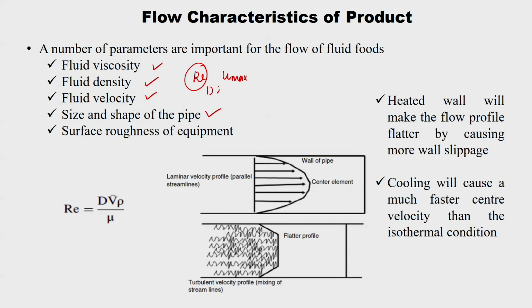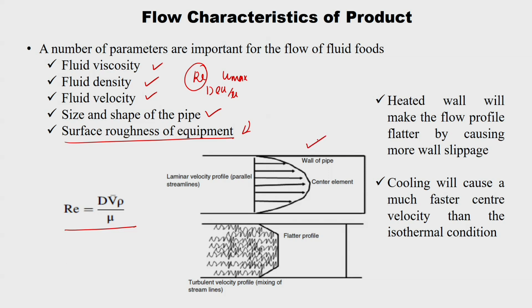So, here also D comes: D rho U upon mu. And surface roughness of the equipment also matters, because roughness increases the heat transfer, and also it goes turbulent because of roughness in the equipment surface. So, this is the Re definition. This we have used in the last lecture itself to do the problem.